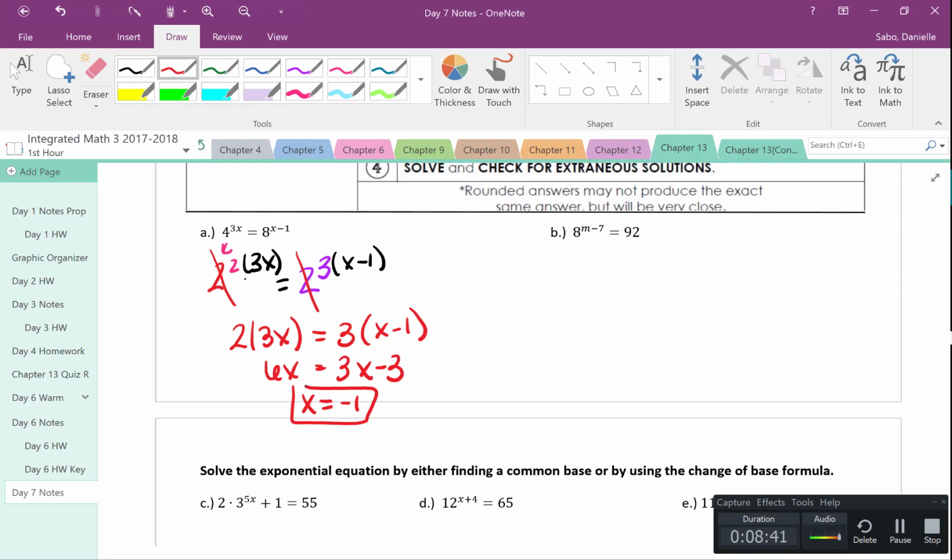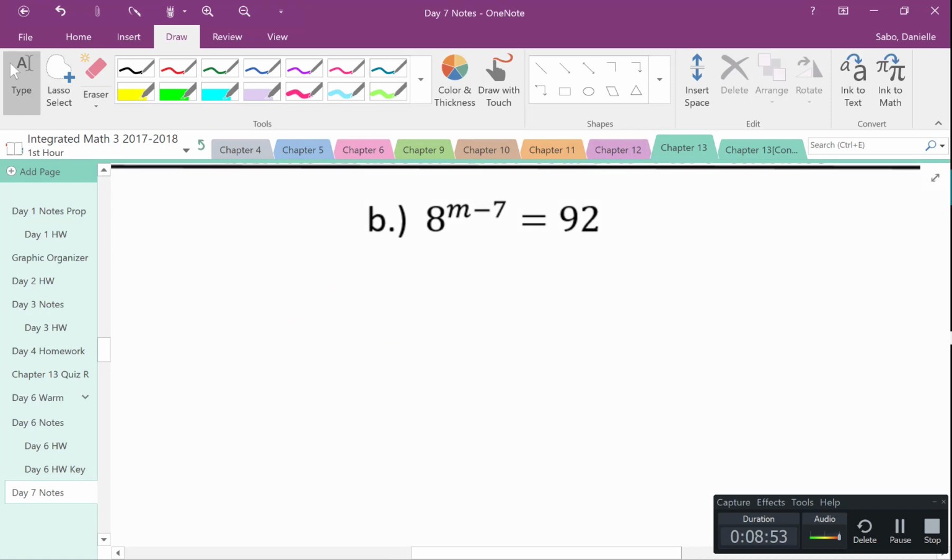Can I write 8 and 92 as a common base? No, you can't. So this would be a situation where you'd have to convert to log form, which we practiced a lot way back when. All right, here we go. So I have log base what?